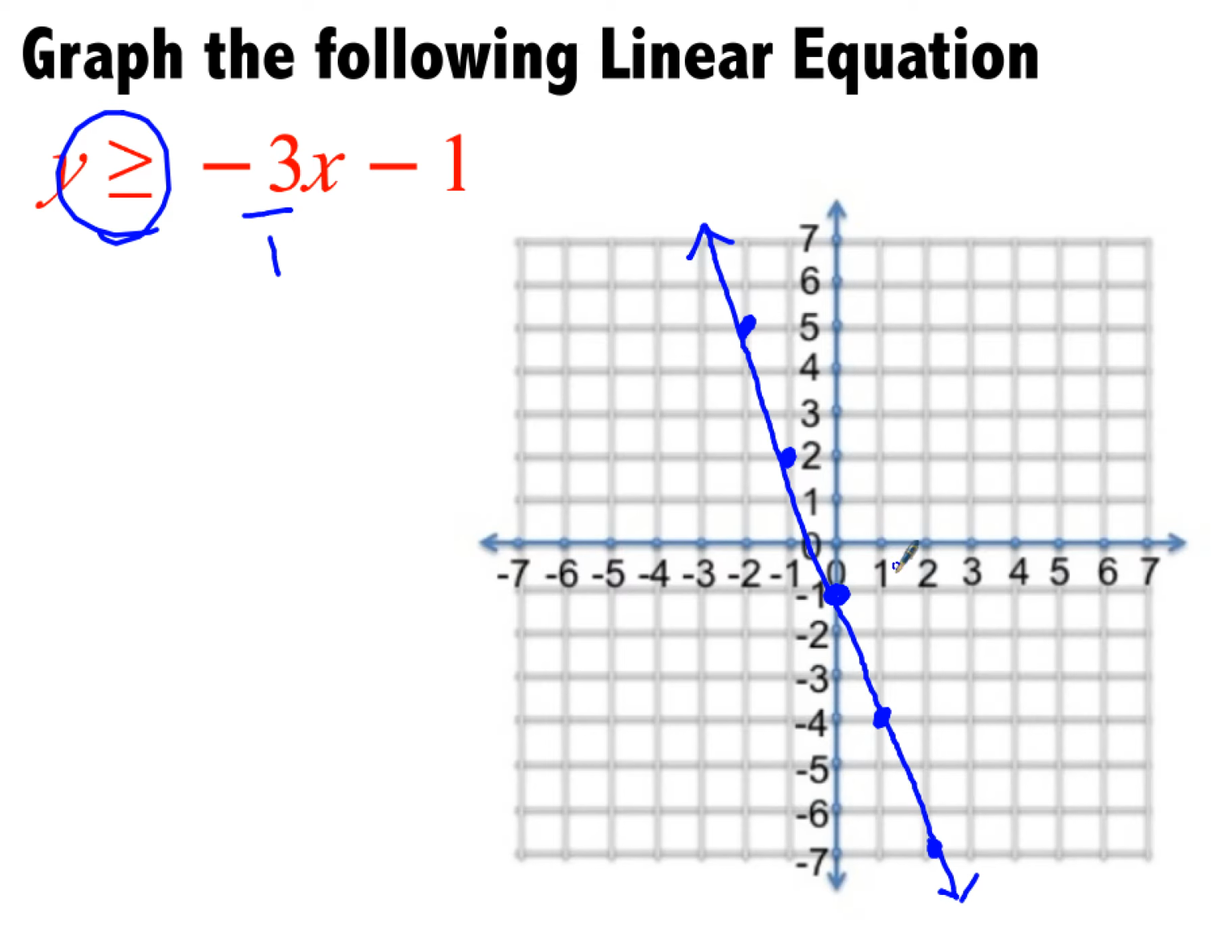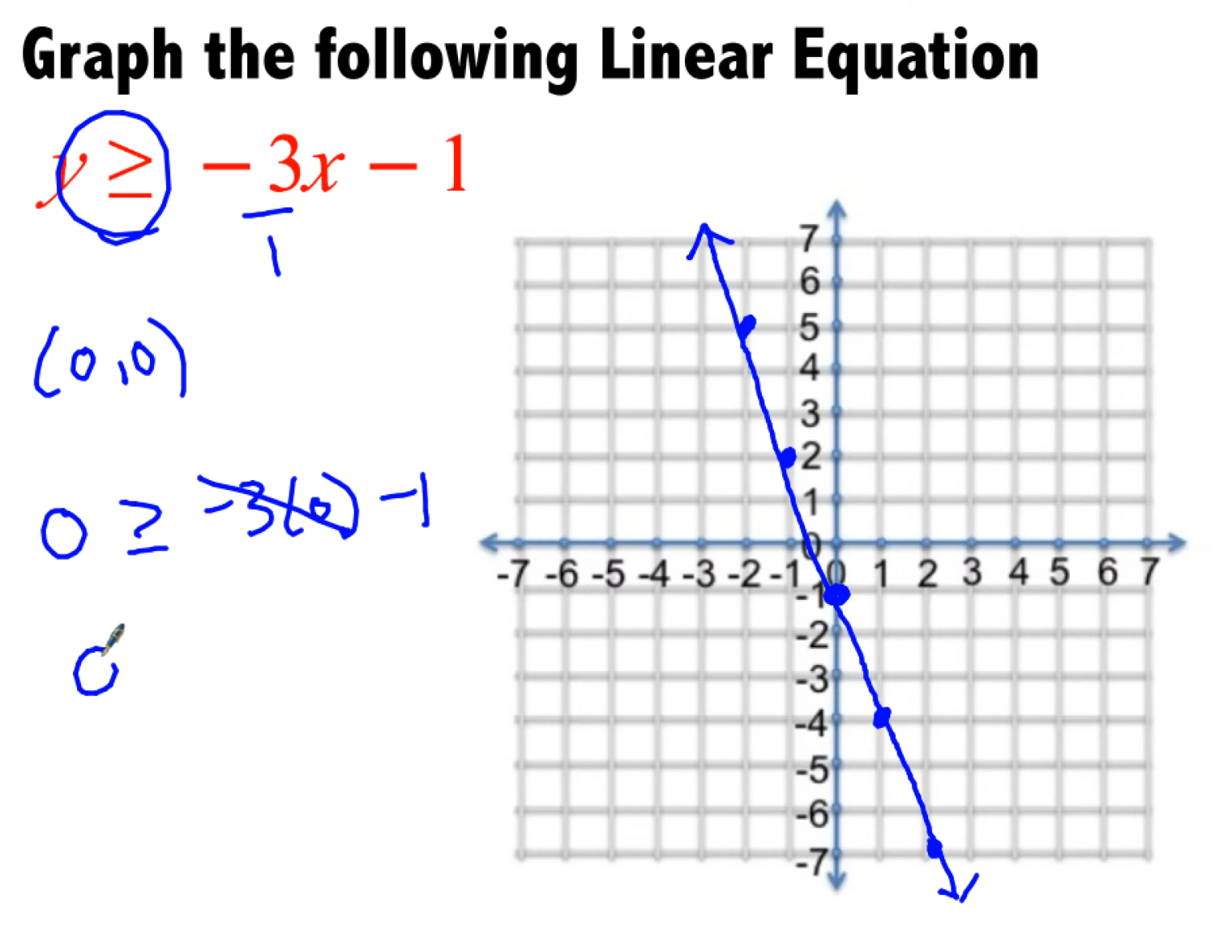Okay, but we always try to choose easy numbers like (0, 0) or (1, 1). The reason why I like (0, 0) is if I plug in the point (0, 0), I get 0 is less than or equal to -3 times 0 minus 1. This is always guaranteed to cancel out, so I just get 0 is greater than or equal to -1. And I need to ask myself, is this a true statement? Is 0 greater than or equal to -1?